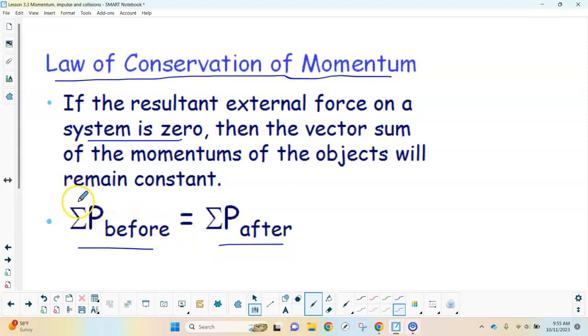So again, sigma just means add, p is the momentum. So you're going to add up all the momentums before. Generally, we talk about collisions when we talk about the law of conservation of momentum. So if we talk about all the momentums before a collision, and there's no external forces in our system, then that would be equal to the total momentum after.